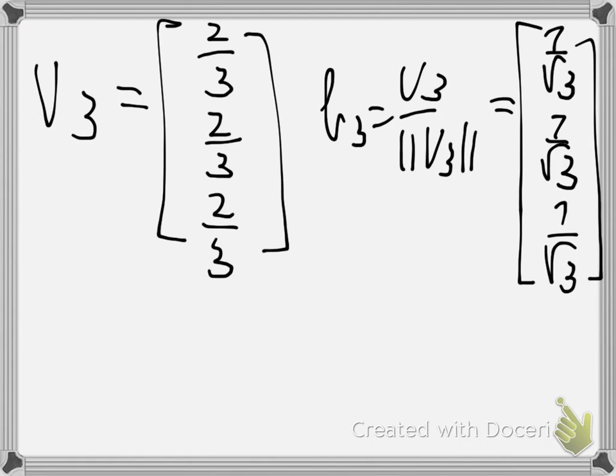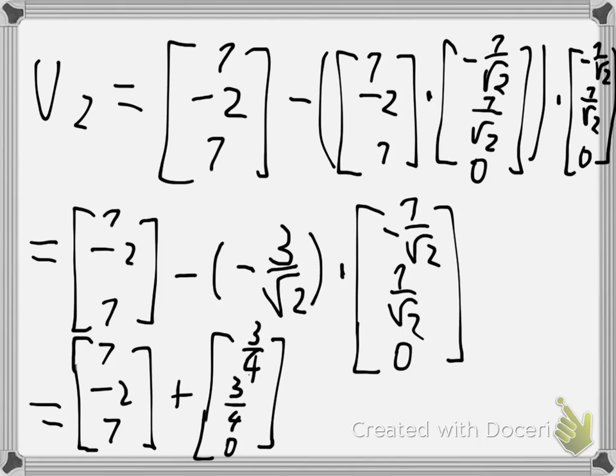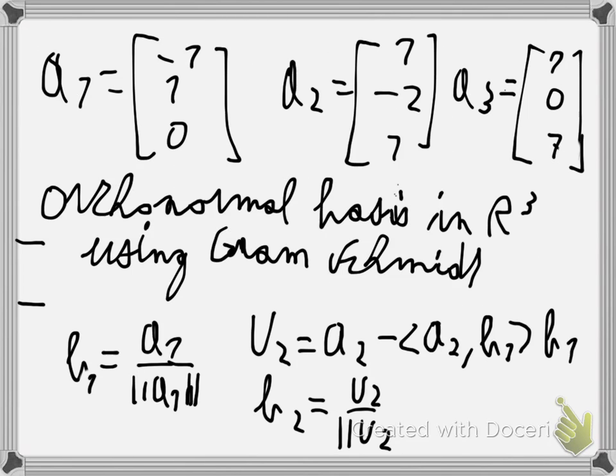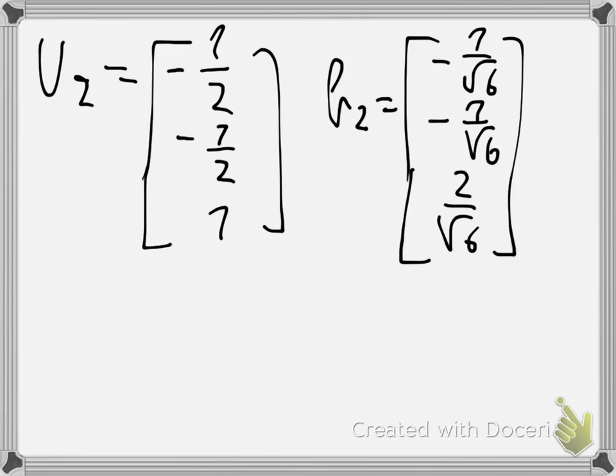And that's how you do it. Nothing really crazy. For every new basis, you first find the vector. You take the given column vector and you subtract the projection that this column vector has on the other basis vectors, and then you divide by its length to get the unit vector.